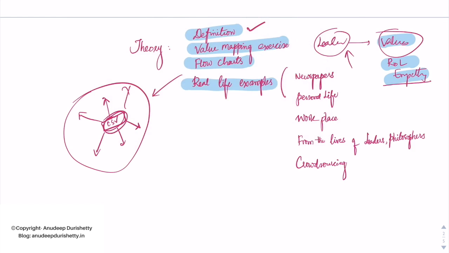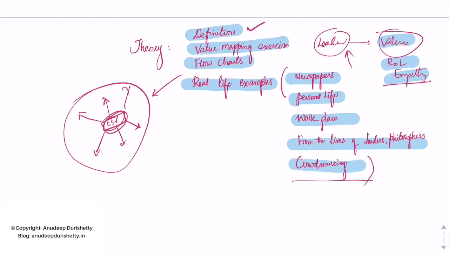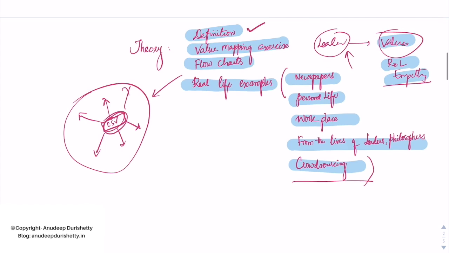Now, from where should you collect these examples? There are many sources. Some of the important ones are newspapers, personal life, your workplace, or from the lives of great leaders, philosophers and administrators, or even you crowdsource from your peers and other aspirants. So under this, you take simple examples from each of these lives or your own personal life and then make a list of those examples so as to quote in your answers.